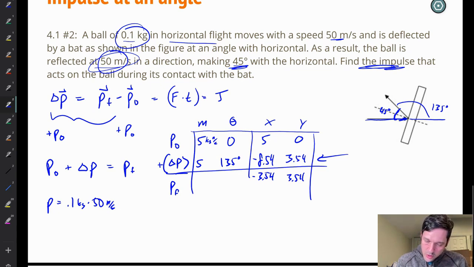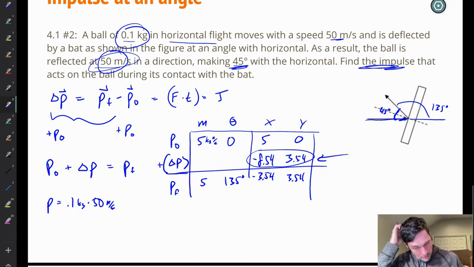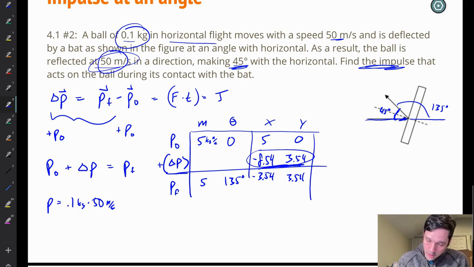So these two components, I'm realizing now these are in the wrong spots. These two components of the change in momentum, these are the two components of the change in momentum. And so I can resolve those into the answer to my question, which was what is the change in momentum? What is the impulse?